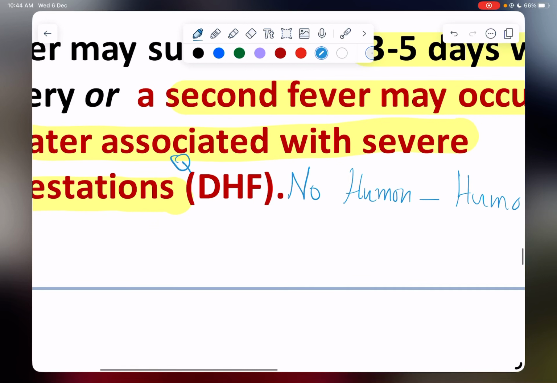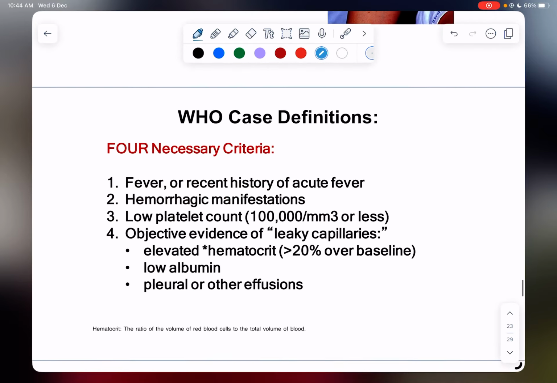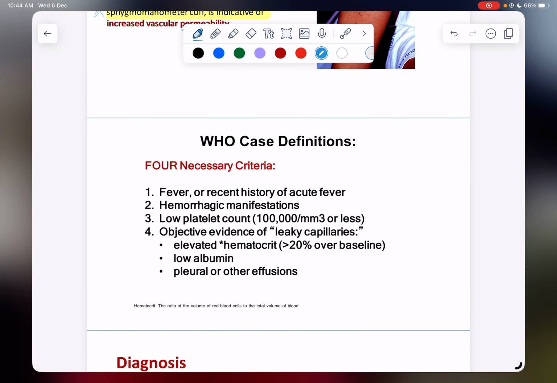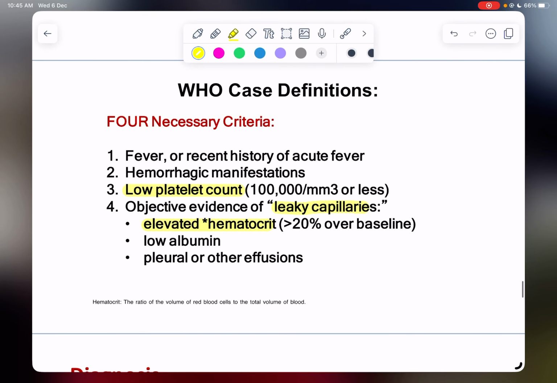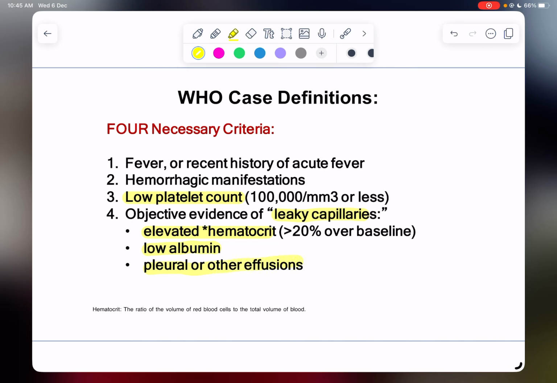WHO has established these four criteria to find out whether the person is really suffering from dengue or not. One is fever or recent history of acute fever, hemorrhagic manifestations, low platelet count, and evidence of leaky capillaries, which are losing fluid. So how would you find out that the capillaries are leaking? This is by finding out the hematocrit and low albumin level, or if there is some other effusion, pleural or peritoneal effusion. So fever, hemorrhagic manifestations, platelet count, and what is the normal platelet count?